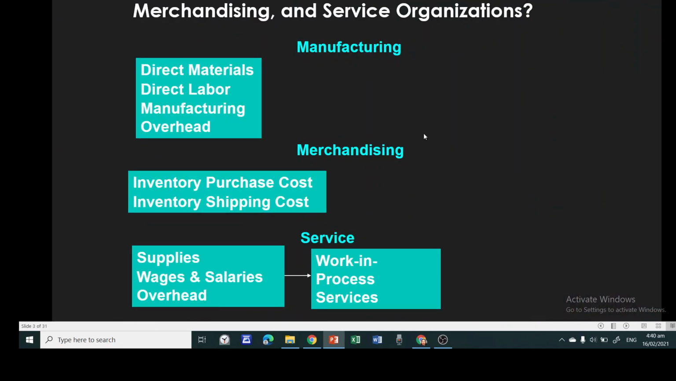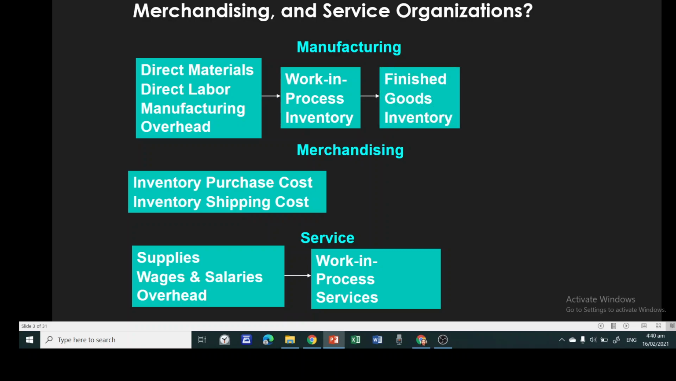If you are manufacturing, you have direct materials, direct labor, and overhead. This will be put into work in process, finished goods, then cost of goods sold, of which each item from direct materials to overhead will comprise manufacturing cost. Work in process is what you have started to work on but did not finish, and this one is ready for sale, your finished goods.